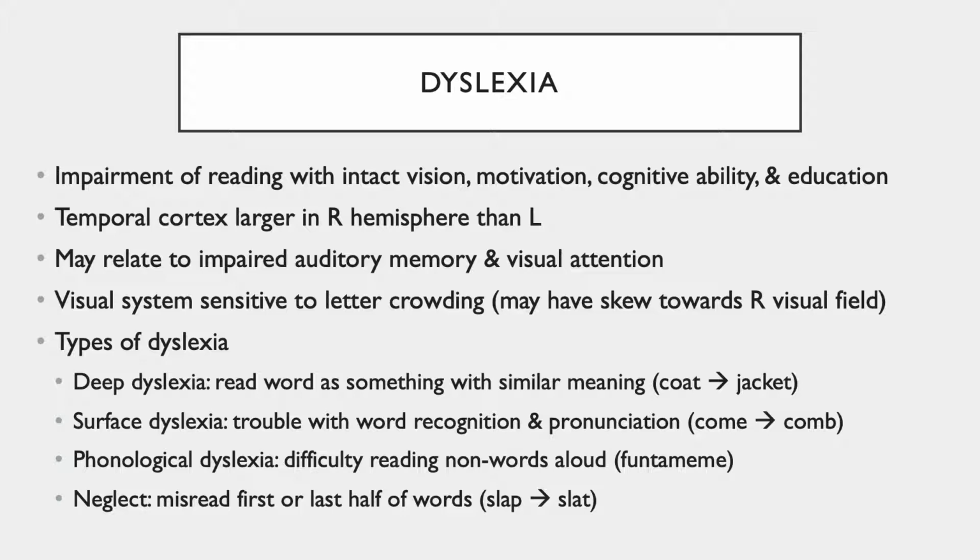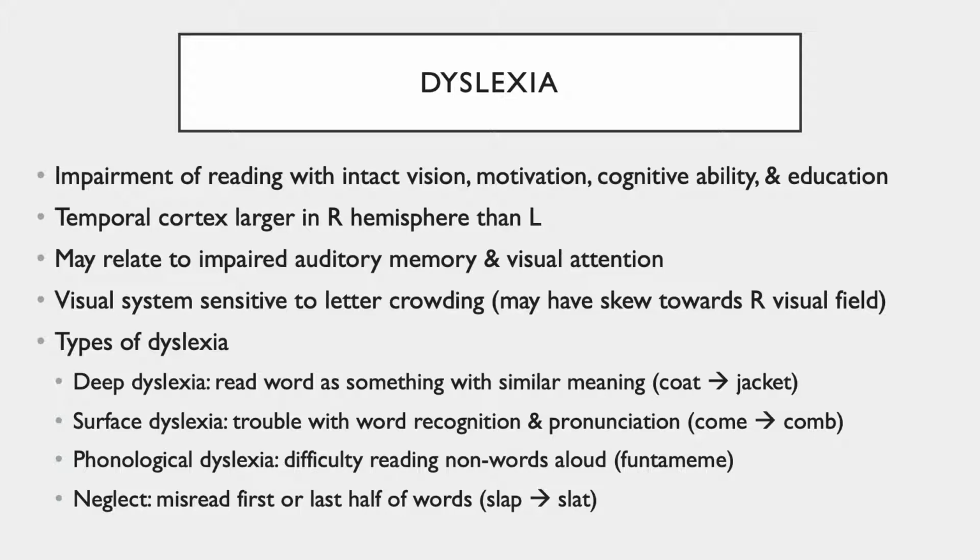In individuals with dyslexia, the temporal cortex tends to be larger in the right hemisphere compared to the left hemisphere. It may also relate to impaired auditory memory and visual attention. The visual system of individuals who have dyslexia tends to be particularly sensitive to letter crowding, and this may have to do with a skew towards the right visual field, which is discussed in detail in your textbook.